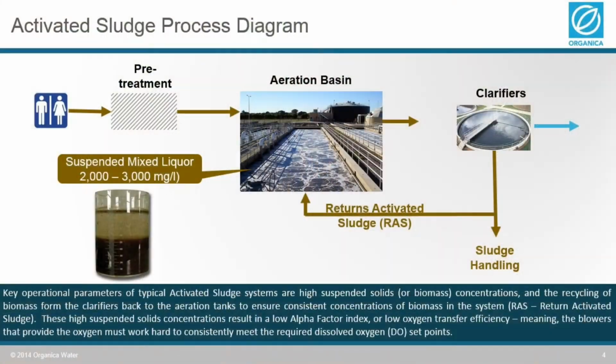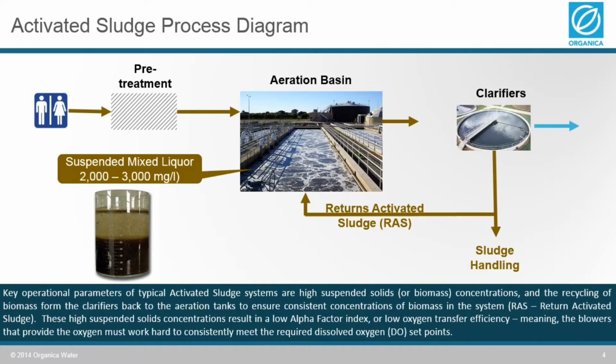in that liquid. And if you look at a conventional activated sludge process diagram, once the flow enters the treatment facility, it has pre-treatment, which would typically be screens and in some cases primary clarifiers, followed by the biological treatment process or aeration basins where the suspended mixed liquor organisms reside.